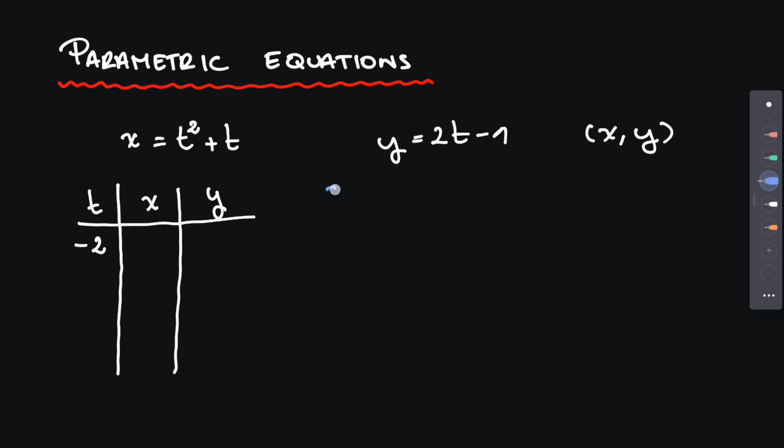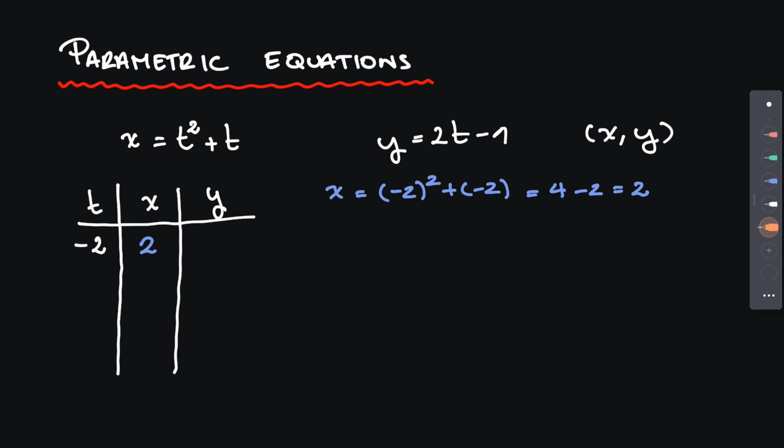So we know that x is equal to -2 to the power of 2. Remember, I'm using this expression, right? So -2 to the power of 2 plus -2. But -2 to the power of 2 is 4. So 4 plus -2, so 4 minus 2, which is 2. So if t is -2, then x is equal to 2, right?